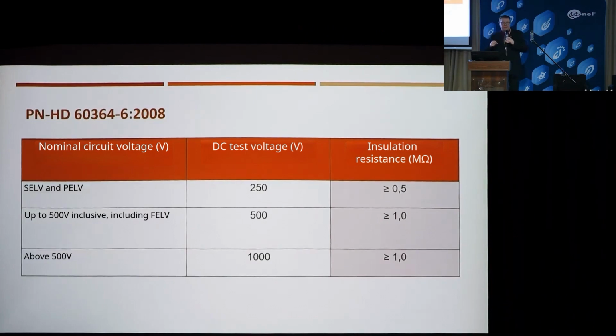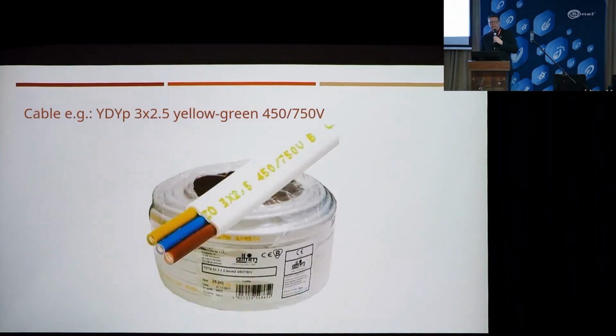For low voltage installations then, the test voltage is 500 volts. The required resistance should be greater than, or in the worst case, equal to 1 megaohm. It's basically a pass-fail assessment. Basically, if that condition is met, then we can consider the installation to be acceptable in terms of insulation resistance. This mainly concerns installation wires.